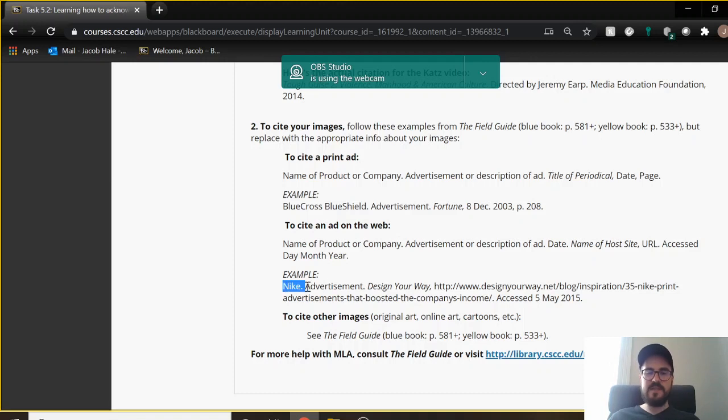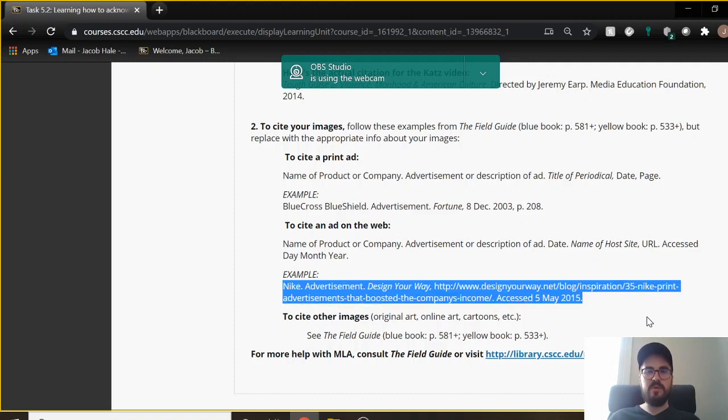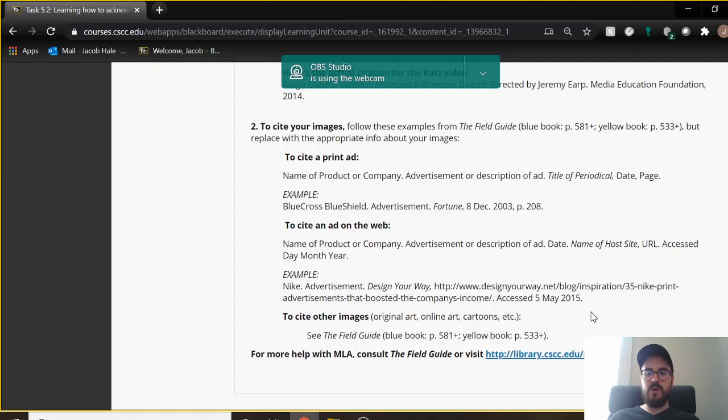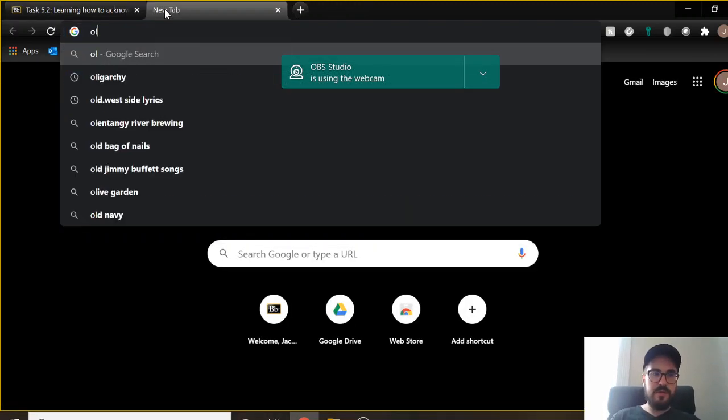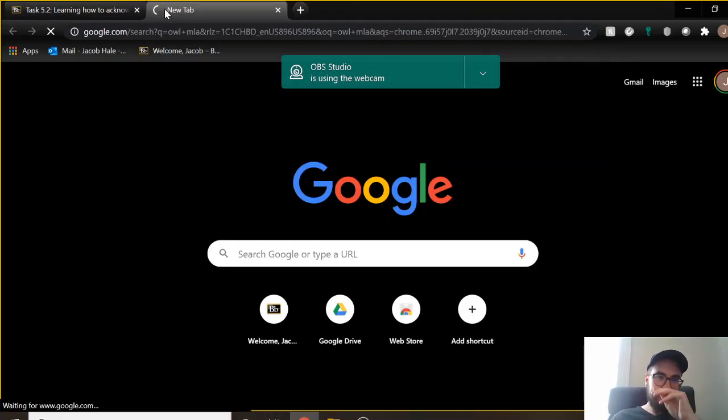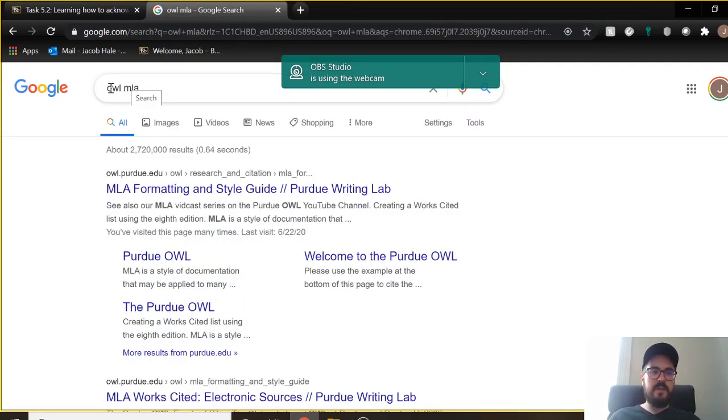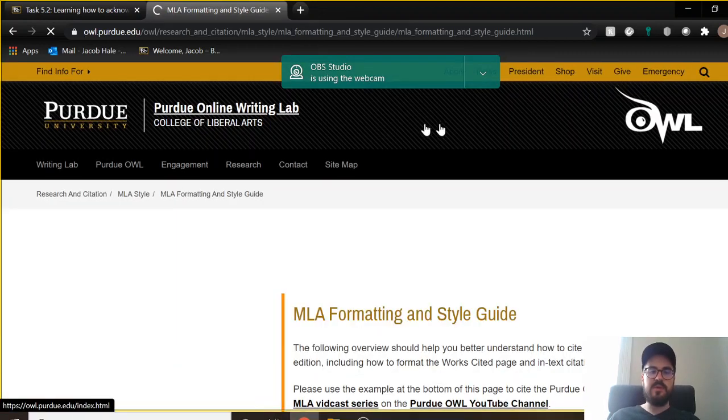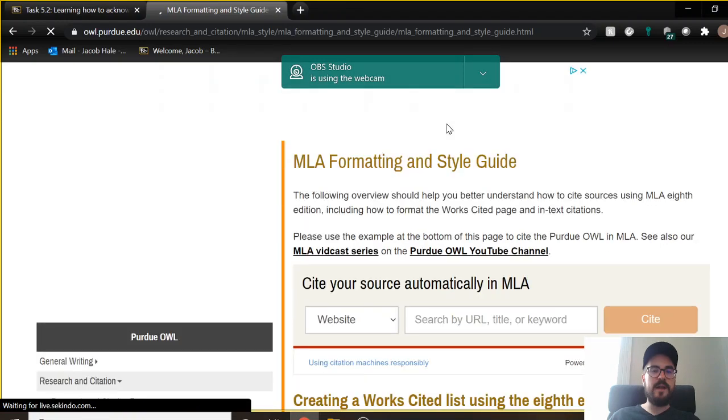And then we have an example here for you to model yours after. And if you need some more help with all of this, again, you can take a look at your textbook. There's also an MLA citation guide here provided by our library. And then also the source that I actually use is this. I type into Google OWL MLA, and then it'll be your first result here. This is by Purdue University. It's their online writing lab.